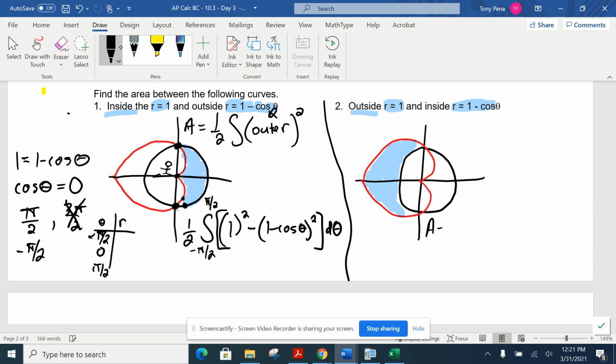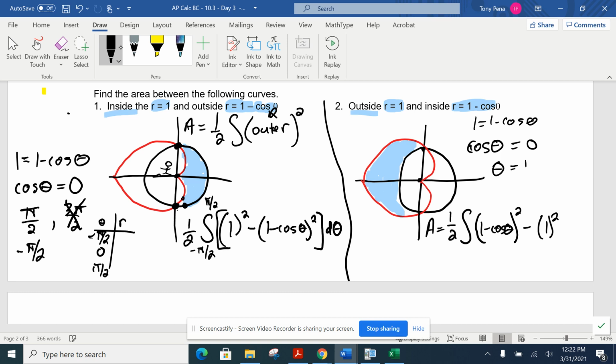Same exact thought process. If we're going to do our area, we're going to do 1/2, and then we want the outer curve squared. So if I now look at this blue region here, starting from the origin, the bigger r's are going to be found in the red curve. That's our outer curve. So that is the 1 minus cosine of theta, minus the inner curve. So the inside or smaller r's for this blue region is going to be the circle. If we set these equal to each other, the exact same thing would play out, where you're going to get the cosine of theta to be 0.